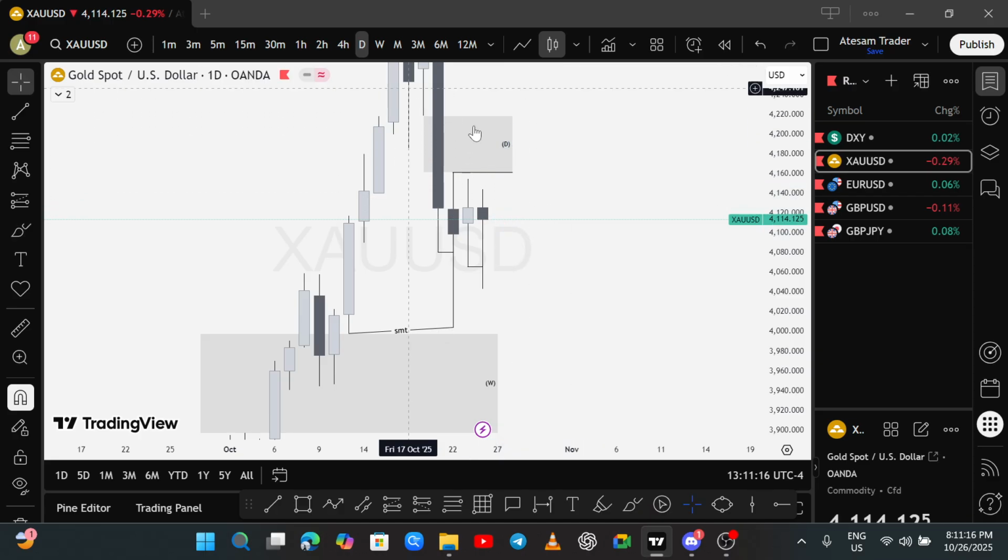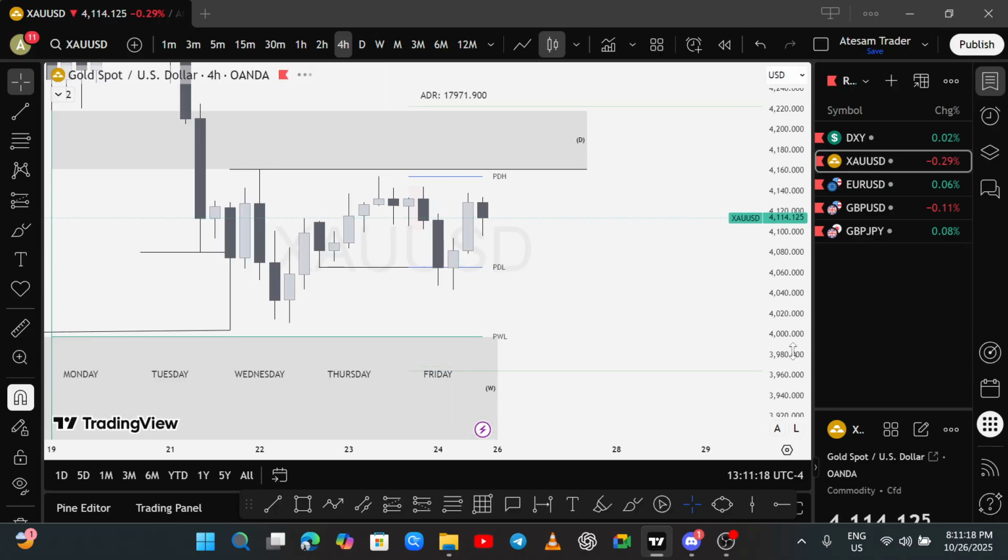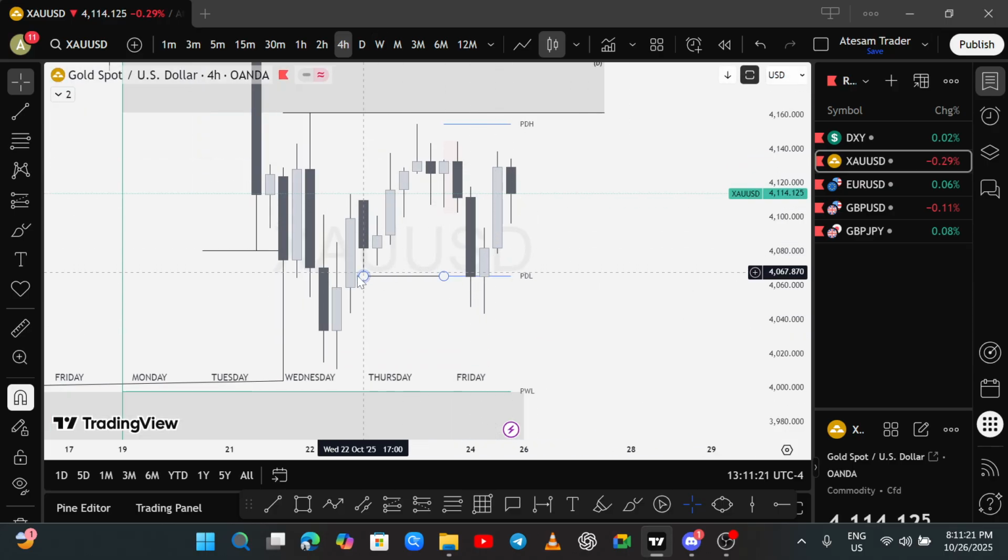I look to buy gold on Monday. Let's see if our rejections are looking good. We came below this previous daily low. Now see this V type of signature. So rejections are looking good.